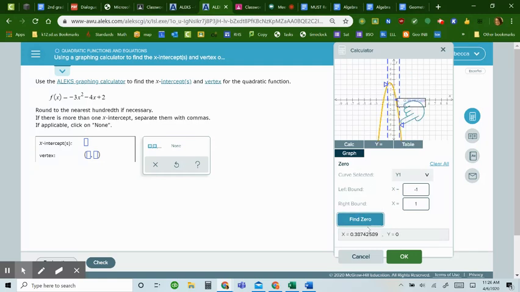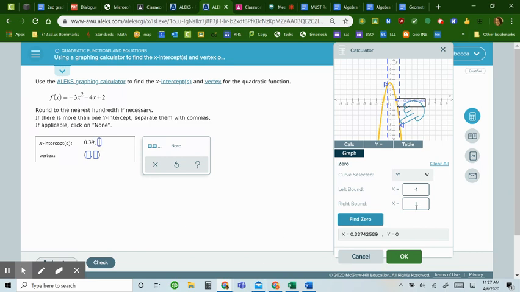So we go ahead and hit find zero. And so we've got this decimal and then zero for y, which will always be the case. The y value has to be zero if an x-intercept is present. So read the instructions. It says round to the nearest hundredth if necessary. If there's more than one x-intercept, separate them with commas. So for the first x-intercept, we're going to use the x value here. So round to the nearest hundredth. We look at the thousandths place, that 7 is going to change that 8 to a 9. So we're going to put 0.39. And then we're going to have a second x-intercept.